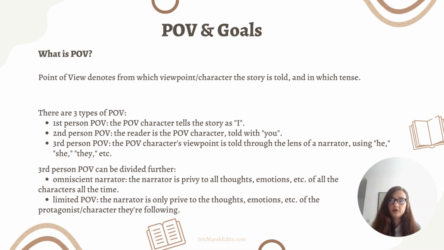So you can have an omniscient narrator, so omniscient third person POV. Here the narrator, so the person who's telling the story, is privy to all the thoughts, all the emotions of all the characters all the time. So here you can have a chapter where you can experience the thoughts, for instance, of multiple characters within this one chapter. Then there's also limited third-person POV.